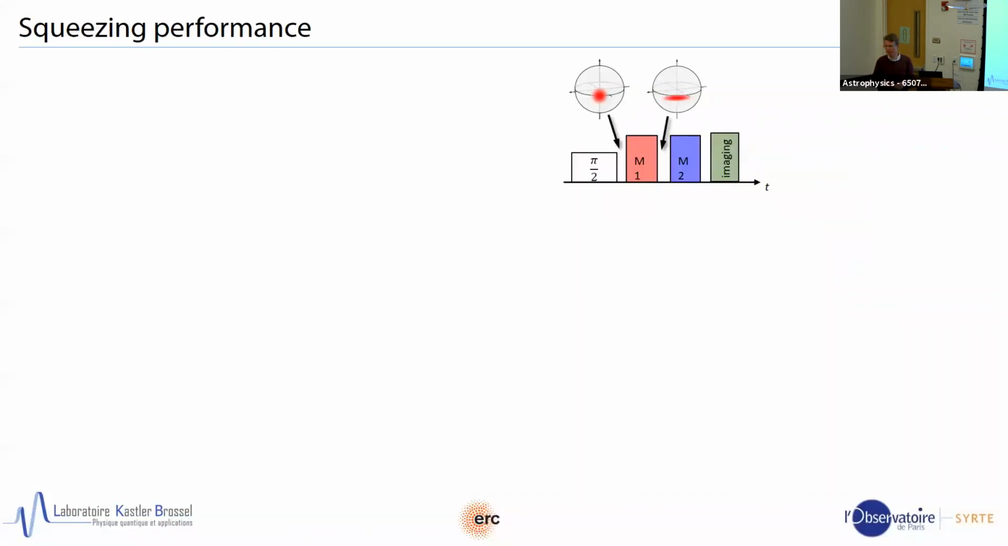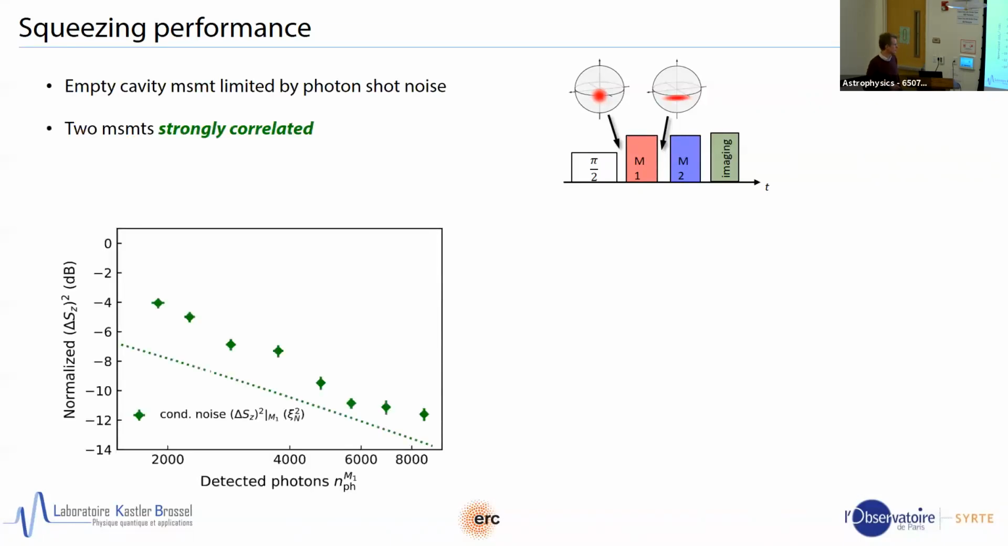So now we want to see if we can actually squeeze on the clock. So we transport the atoms into the cavity. We do the first pi over 2 pulse. And then the way that we do it is simply we measure our cavity transmission. That gives us the atom number difference. And then we repeat the measurement in order to see how well it is reproduced with the second measurement. And so here's the result as a function of the number of detected photons.